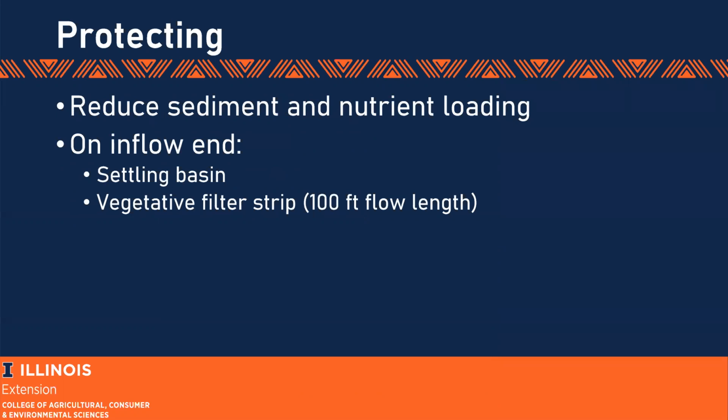Other things to do to protect it, and we've already talked a little bit about this, is anything you can do to reduce the sediment and nutrient load coming in there would definitely be a piece to think about. Some things that I think about on that are looking at what's up above it. Again, looking at your settling basins and vegetative filter strips is a good way to do that. Also thinking about what crops you've got out there might be a place to work on it too.